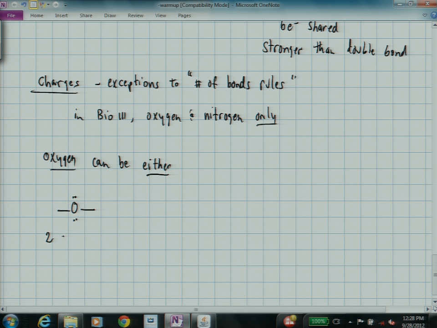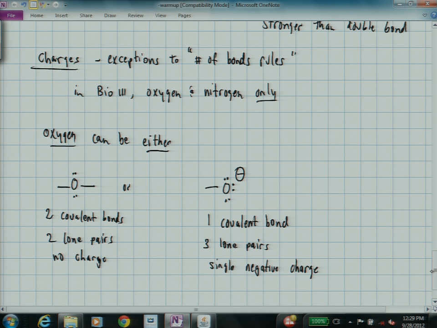On the other hand, it can also be, and we'll see these in biology, this thing that has one covalent bond, it has three lone pairs, and it has a single negative charge. Right? It's just a weird thing.